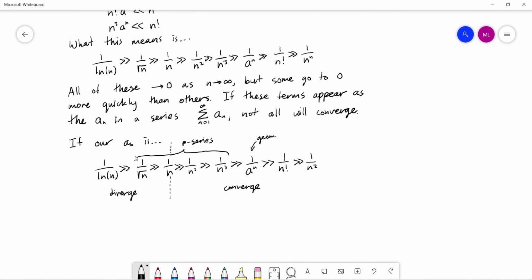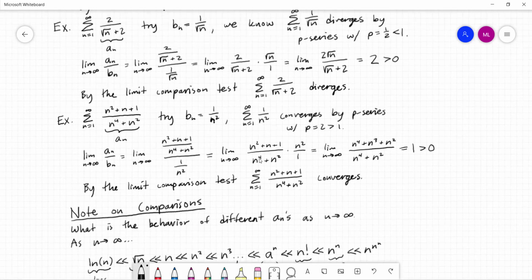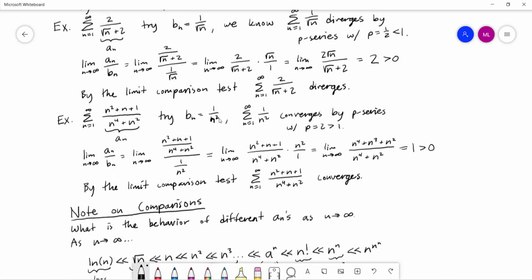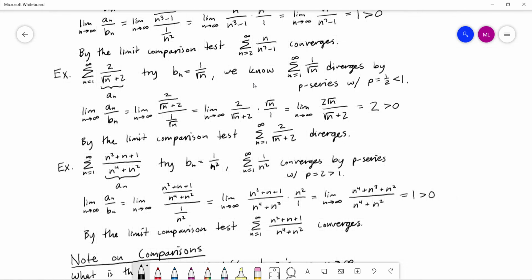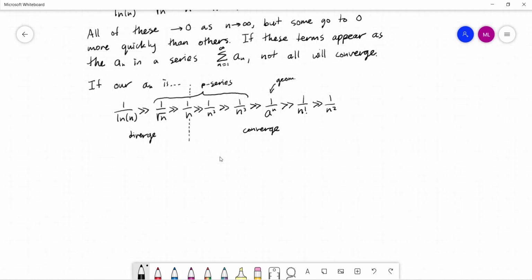When you're doing your comparison test, if you can figure out which one of those types of functions you should be comparing to, like we did here and here, you can immediately have a sense of whether or not your answer is going to converge or diverge, if you can correctly pick out which of these functions to compare it to. So keep that in mind.